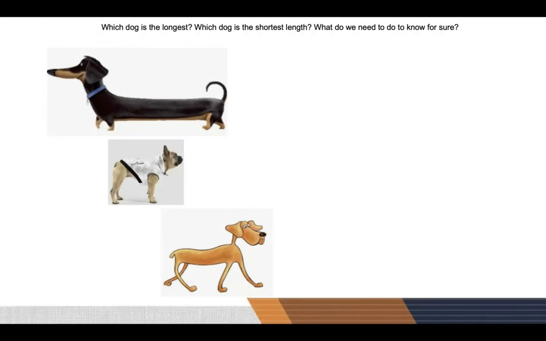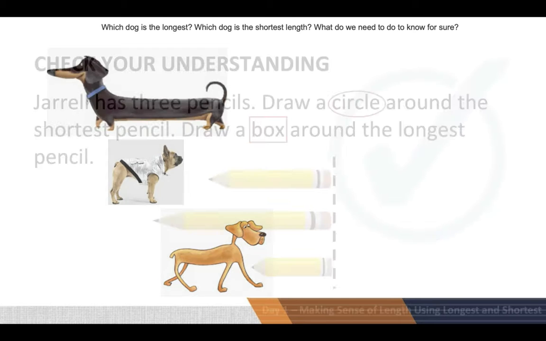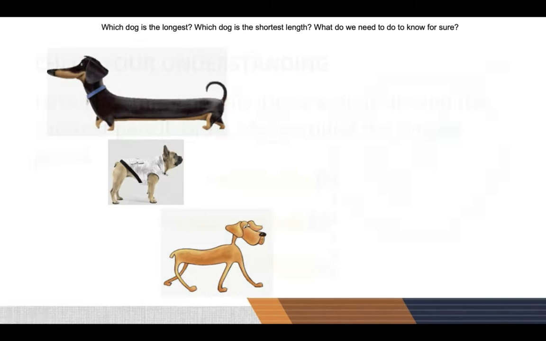Let's look at these dogs. Which dog is the shortest length? Which dog is the longest length? But before we figure that out, what do we need to do first? Pause the video and talk about it. So we can't say for sure which dog is the longest or shortest until we line them all up. We need to make sure they all have the same starting point.